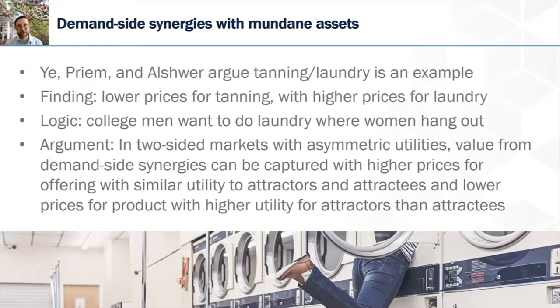capture from that co-location. The primary finding from their paper was that owners who owned both tanning salons and laundromats that were co-located could offer lower prices for tanning and higher prices for laundry, and that this would maximize value creation and capture with this co-location. The logic of that was that women might derive simultaneous utility from being able to do tanning while their laundry is running, and men derive utility from doing their laundry where women are hanging out.